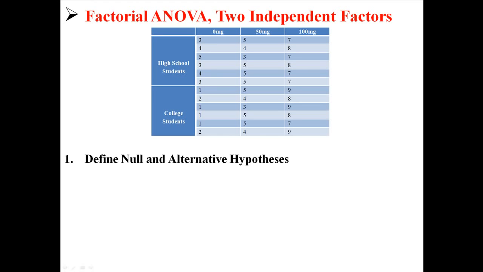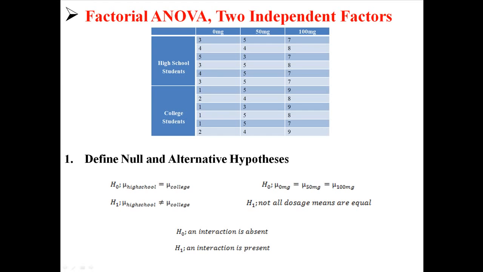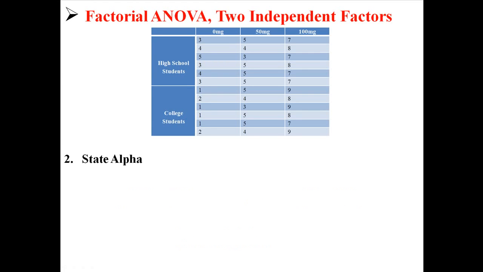So we're going to start off with defining our null and alternative hypotheses. And we actually have 3 of them. We have one for school, one for dosage, and one for the interaction. So that looks pretty normal. We're going to assume all the school groups are equal, and we're going to test to see if they're different. We're going to assume all the dosage groups are equal, and we're going to test to see if they're different. And we're going to assume an interaction is absent and test to see if an interaction is present. So that's 3 hypotheses. That means we're going to calculate 3 F statistics.